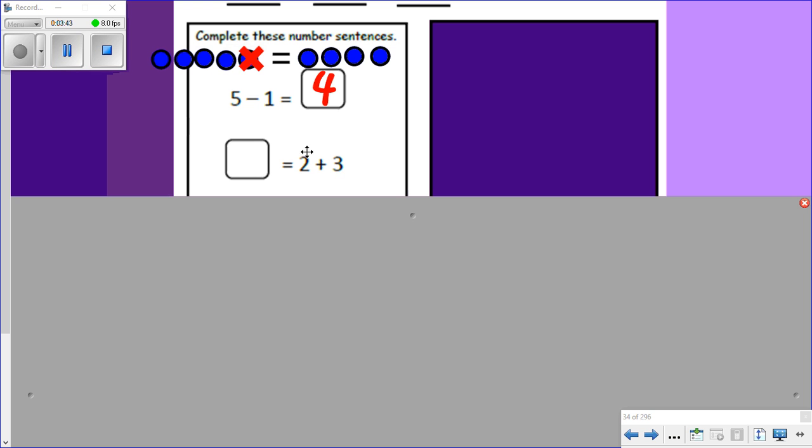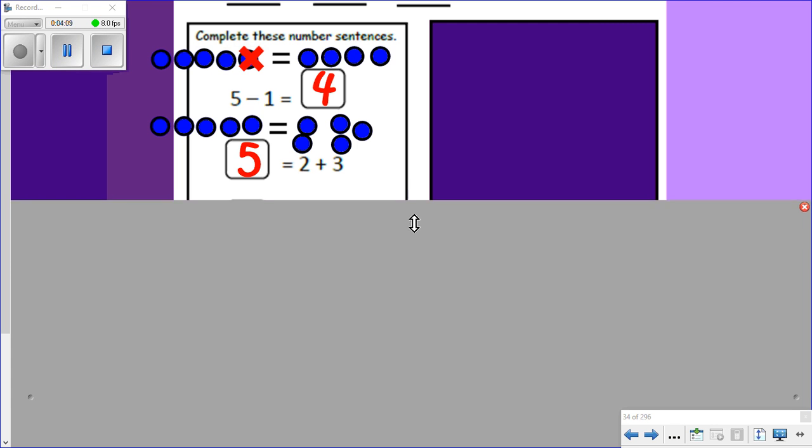So this side is 2 plus 3. We have 2, and then there's 3. So if we count all of them, that will be the same amount. They're just all lined up now. 1, 2, 3, 4, 5. And that's the answer, 5. All right, ready for another one?